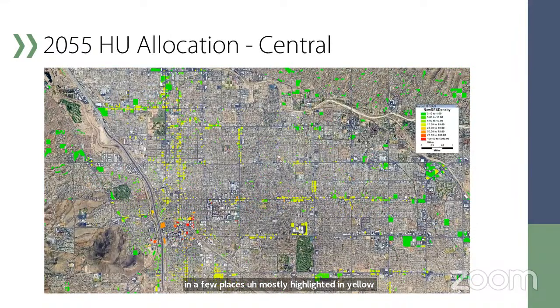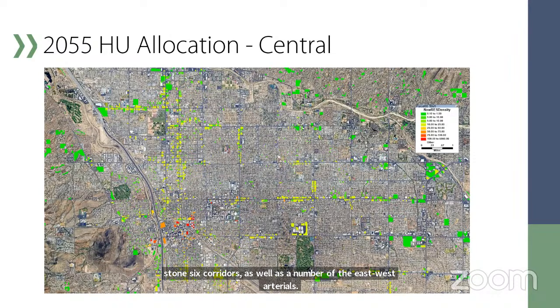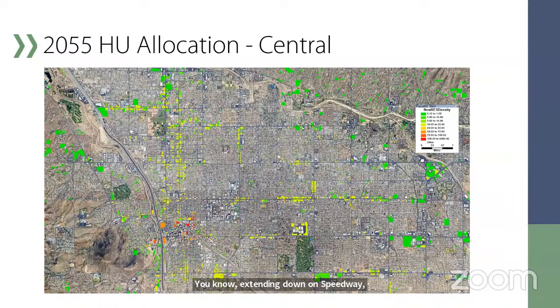Moving into the central region, more or less core Tucson, you can see generally higher density growth. Particularly, you can see some on the Oracle and Stone 6 corridors, as well as a number of the east-west arterials, extending down on Speedway, Broadway, a few on Grant and Campbell.